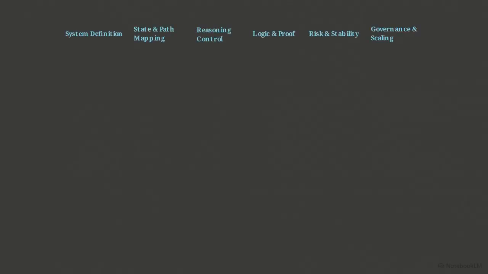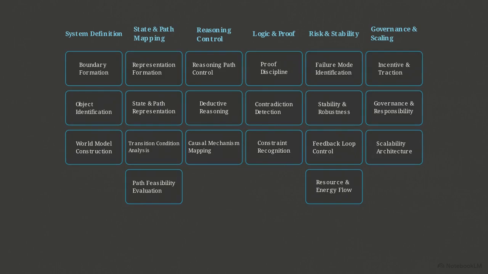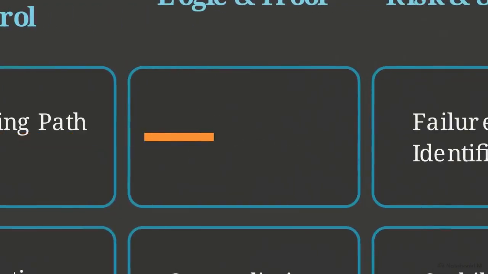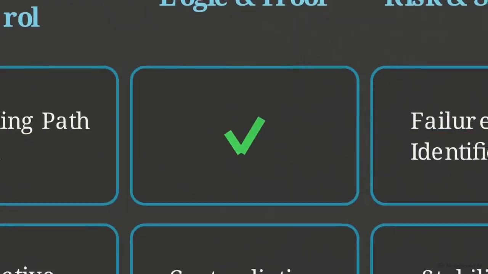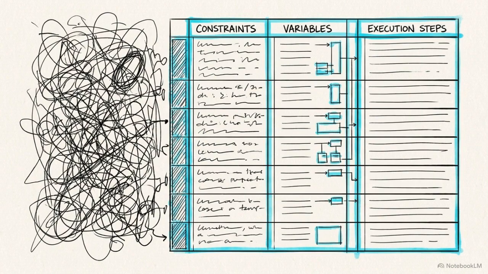This grid maps the engine, a 20-function stack across 6 operational domains, acting as strict quality gates. Boundary formation filters irrelevant data out of the system, while proof discipline blocks persuasive claims from passing without verified evidence. This mechanical stack ensures that messy, ambiguous inputs are consistently converted into rigorous, repeatable workflows.